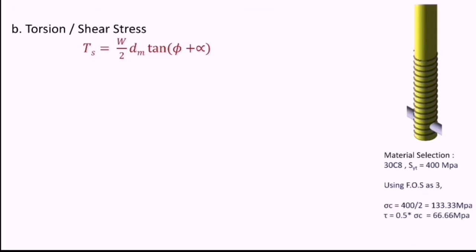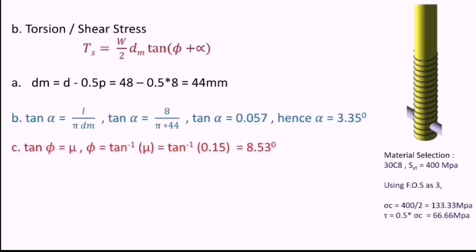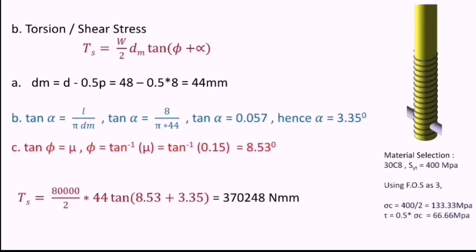As the screw is rotating, it will also be subjected to shear stress. We know that the torque required to raise the load is Ts is equal to W by 2 dm tan of phi plus alpha. Finding the values of dm, phi and alpha from the equations, dm is equal to d minus 0.5 pitch, tan alpha as L divided by pi dm and tan phi as mu, or phi as tan inverse of mu. I will get the value of Ts as 370,248 Newton mm.